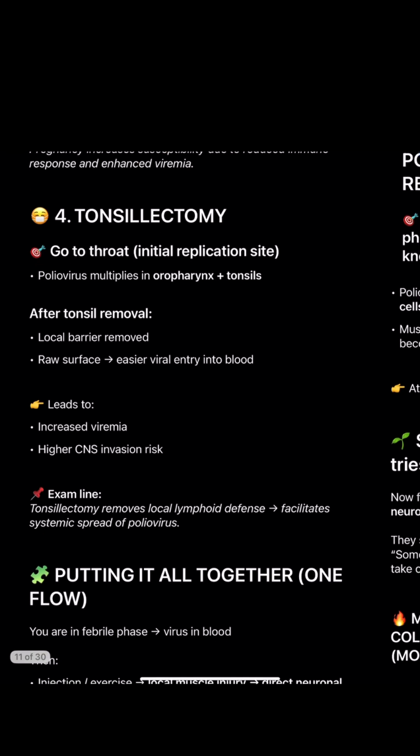Yes. In tonsillectomy, let's go to the throat. It's an initial replication site, we know, of the virus, which causes sore throat. Poliovirus multiplies in the oropharynx and tonsil, but after tonsil removal, the local barrier is removed, and there is a raw surface for the virus to enter the blood, which leads to increased viremia and higher CNS invasion risk.